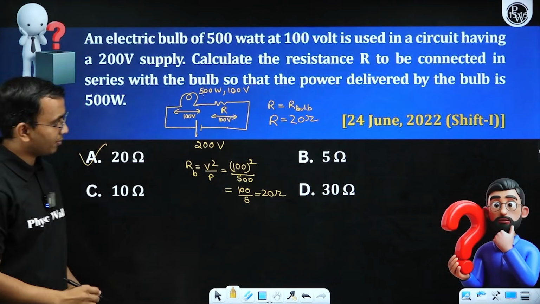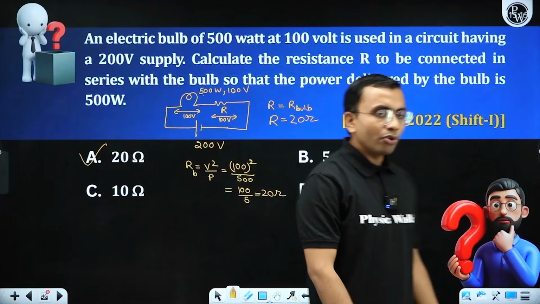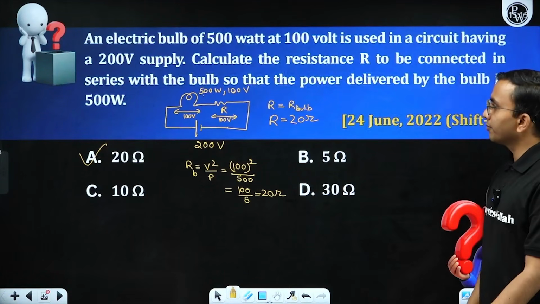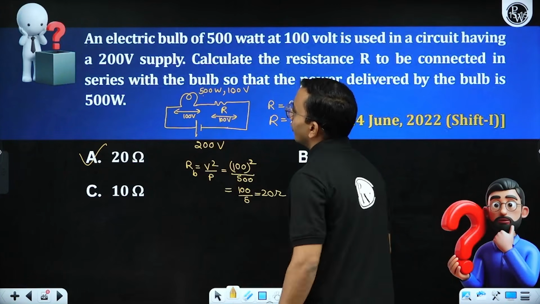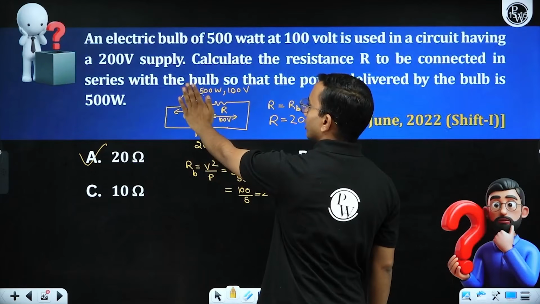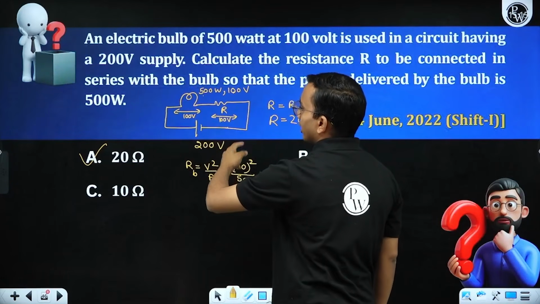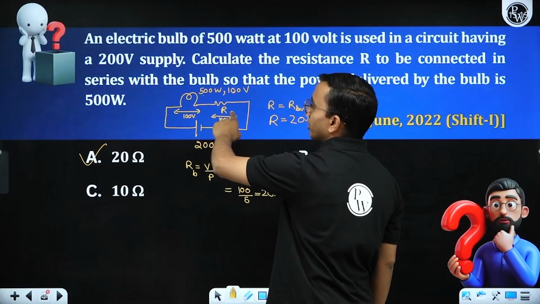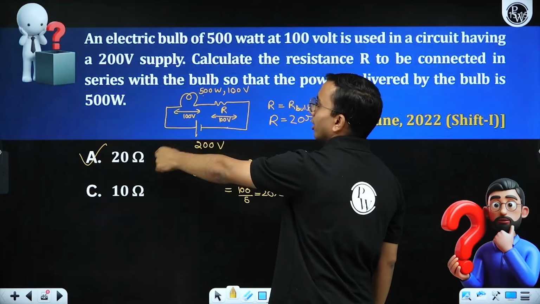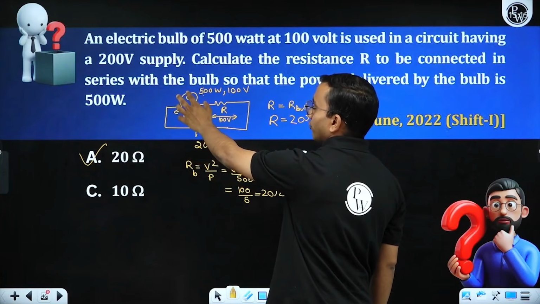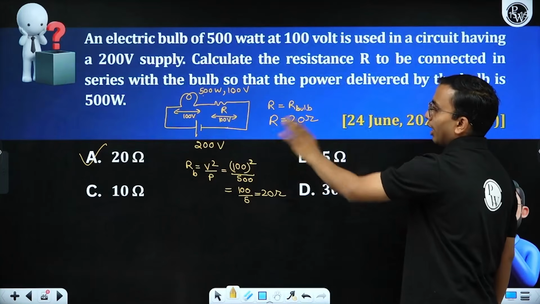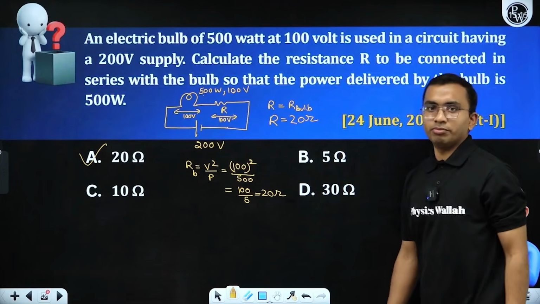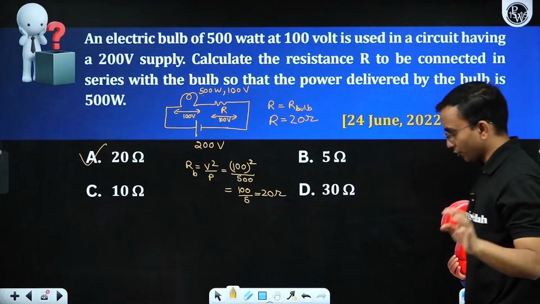That is option A. If you go by the default method, if you are not able to see directly that these should be equal, then you can find the resistance of the bulb first. Then write the current in the circuit in terms of this variable resistance R. Then write the power across this, that is I square R, and make that power equal to 500 watt, and there you will get R to be 20 ohm. That way also you can solve it.